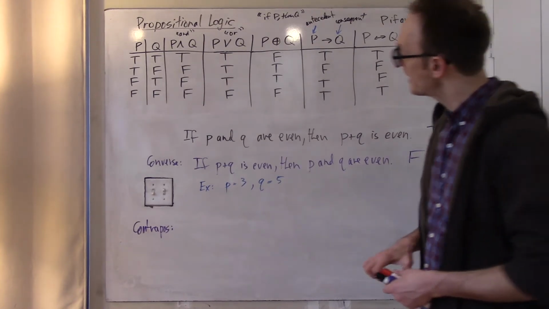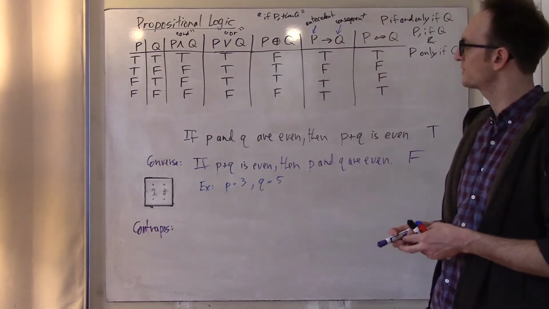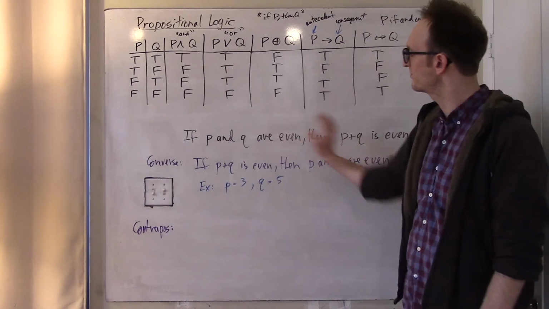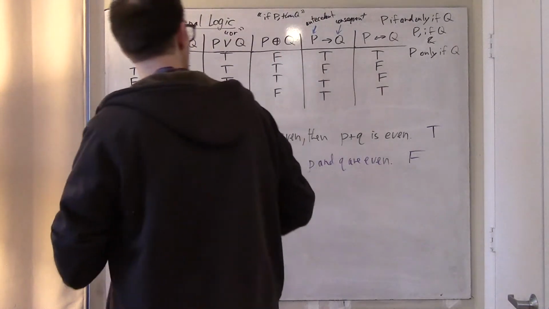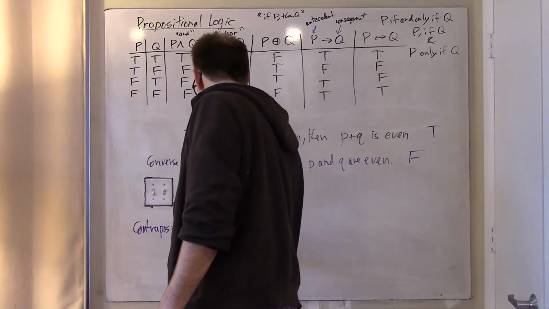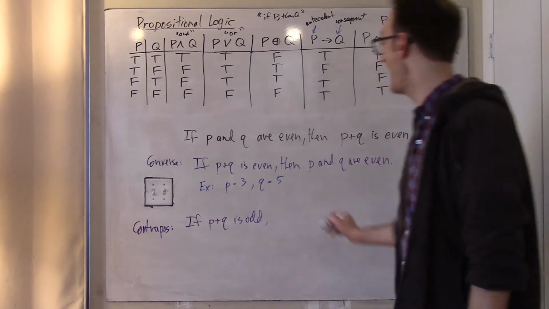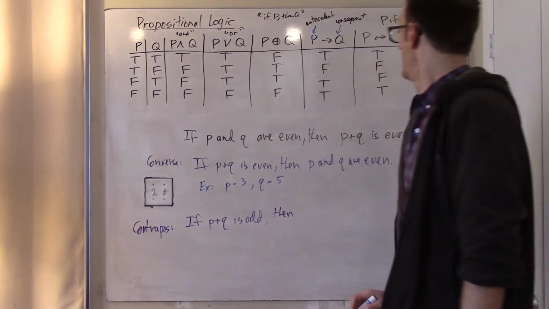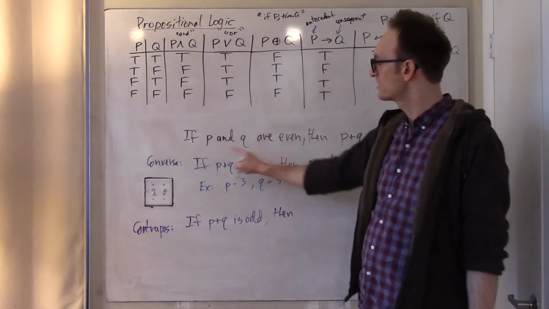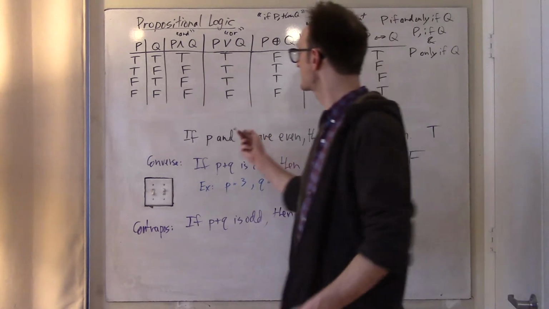Okay, the contrapositive. What is the contrapositive? Here we need to be quite careful. It's the conditional that you get from negating both of these and flipping their order. So we begin. If P plus Q is odd, which is the opposite of even, then, well, now I need to be careful. I need to negate this antecedent. But this antecedent says P and Q are even.